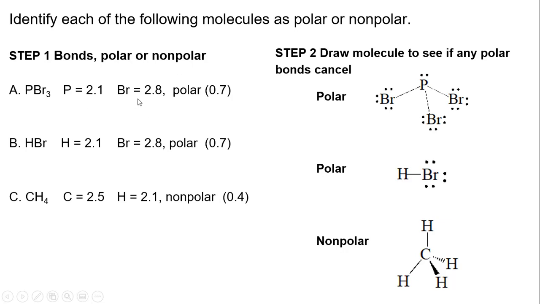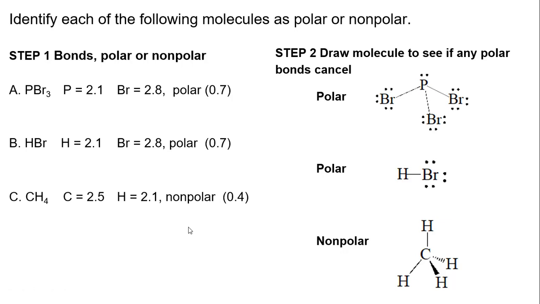So phosphorus is 2.1, bromine is 2.8. It gives an overall of 0.7, so that makes it polar. Same for HBr, it gives an overall of 0.7, polar. And methane gives a nonpolar because it's 0.4. Remember, the range for nonpolar is 0 to 0.4.